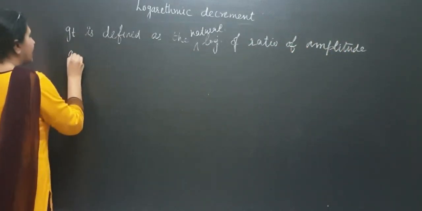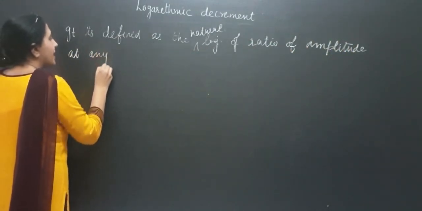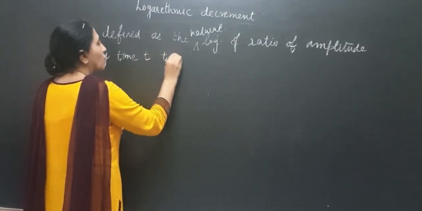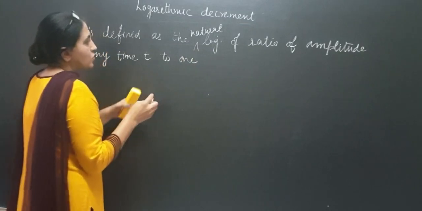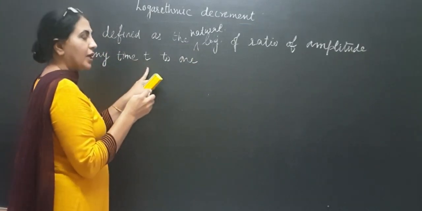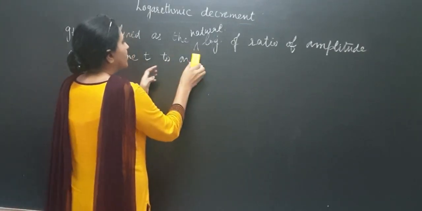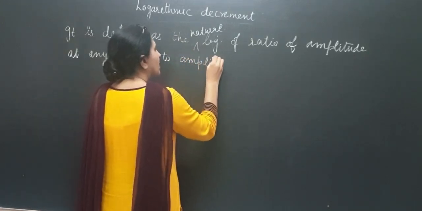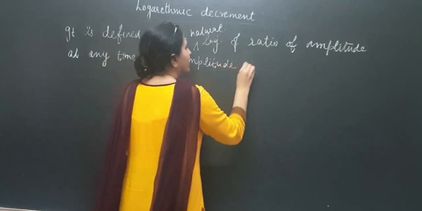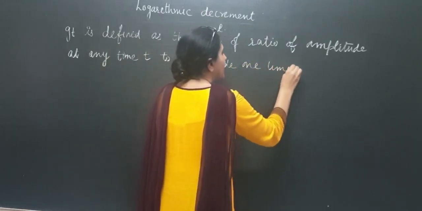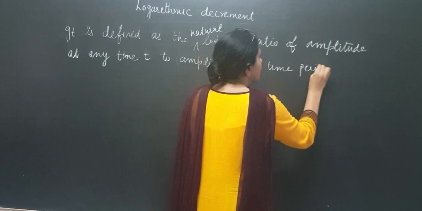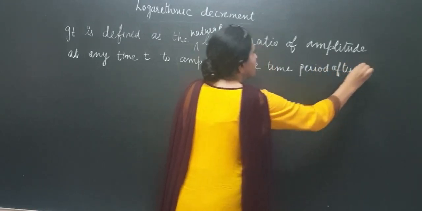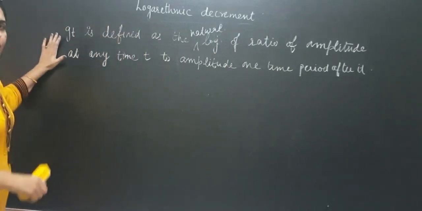at any time t to the amplitude one time period after it. Note down this definition. So this is the definition of logarithmic decrement.